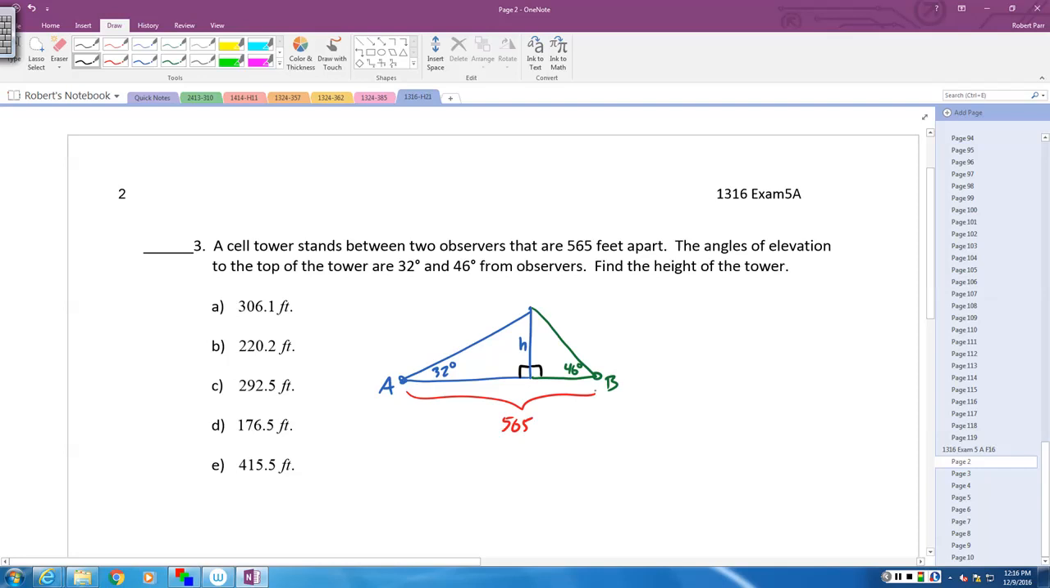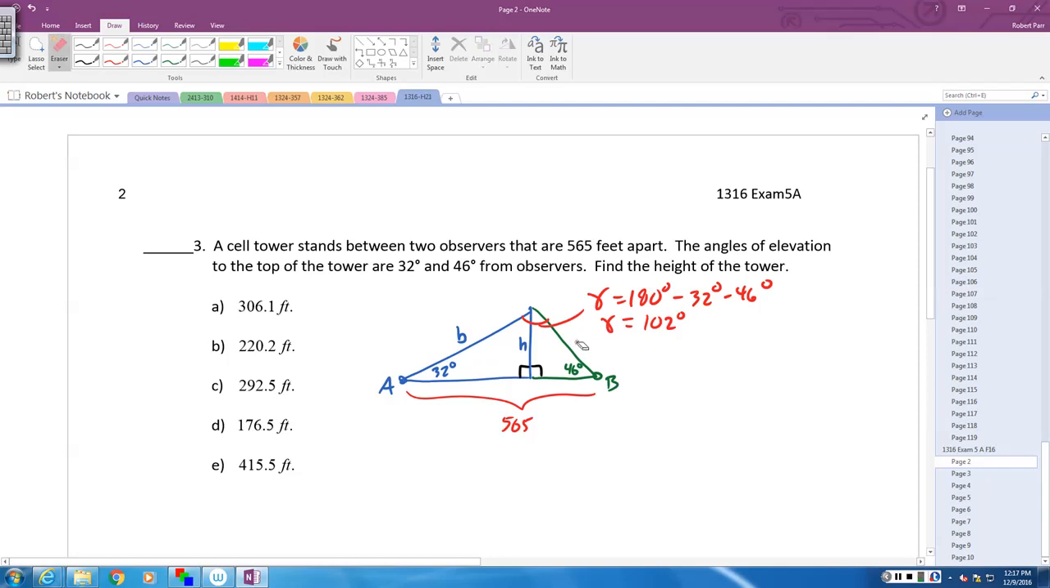So I know this whole side. Do I know the angle opposite that 565? Yeah, I'll call it gamma. It's going to equal 180 degrees minus 32 minus 46, which would be 102 degrees. So I can solve for this side or this side, doesn't matter. And if I know either one of these sides, then I can find h from either one of these right triangles. So do you want me to solve for B, or do you want me to solve for A?